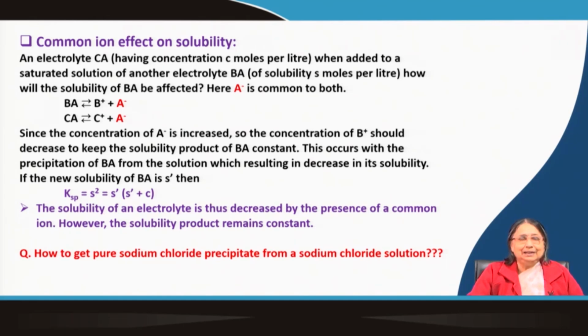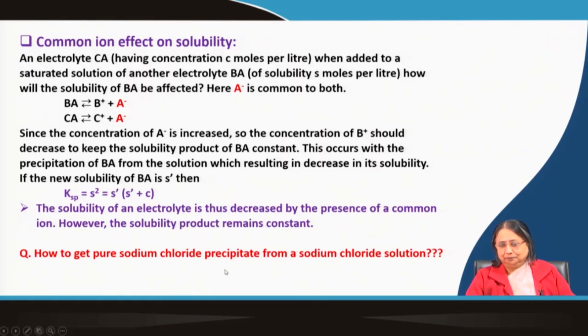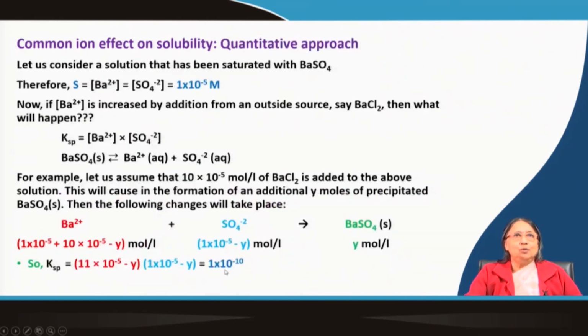So, what will happen? Some sodium will go out of the phase. It will be precipitated as sodium chloride. So, you will get pure sodium chloride as a precipitate. Now, common ion effect on solubility: I have already told you what will happen if you add a common ion to some electrolyte. Here is the quantitative approach, with an example given with barium sulphate.